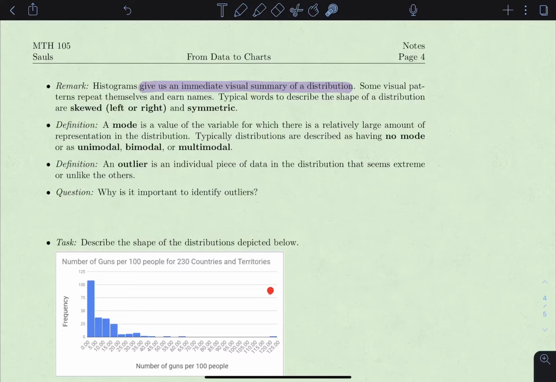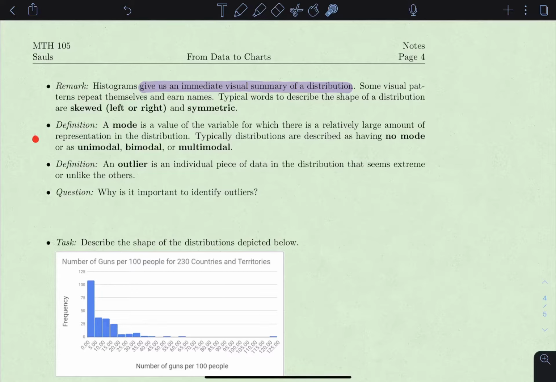And it can be hard to remember because you see all the data on the left and you want to say skewed left because that's where all the data is, but this is skewed right. And we'll talk more about why that is in the next video.